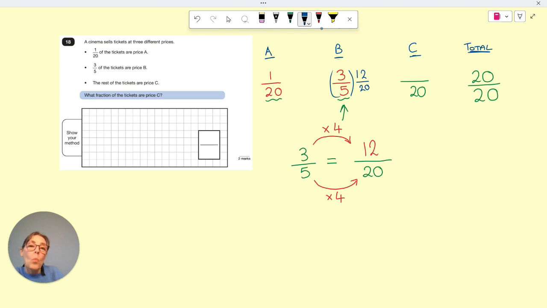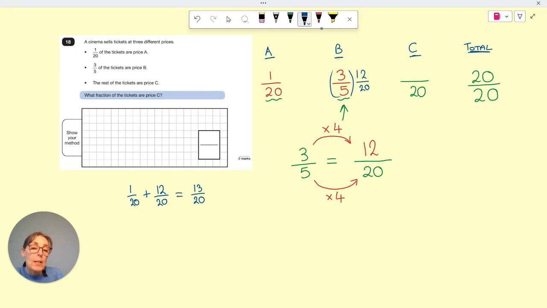So we have A is 1/20th, and B is 12 20ths. And because they have the same denominator, we can add the numerators. 1 plus 12 is 13. So we've got 13 20ths.